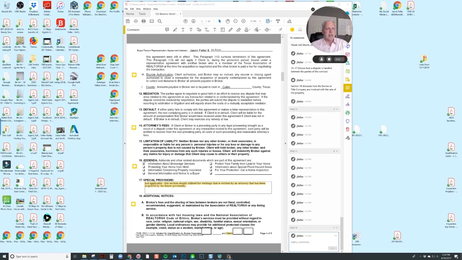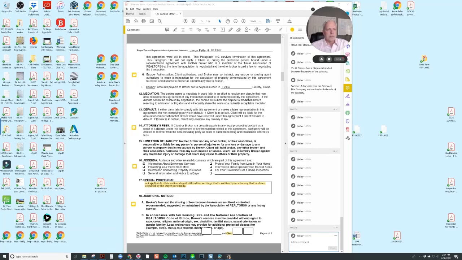16 is the addenda. Basically, that's just showing what forms would be attached to this agreement. On here, I've checked information about broker services. That is the form that we looked at initially that talks about the fiduciary duties of the broker agent to the client, whether that's a buyer, a seller, or a tenant.